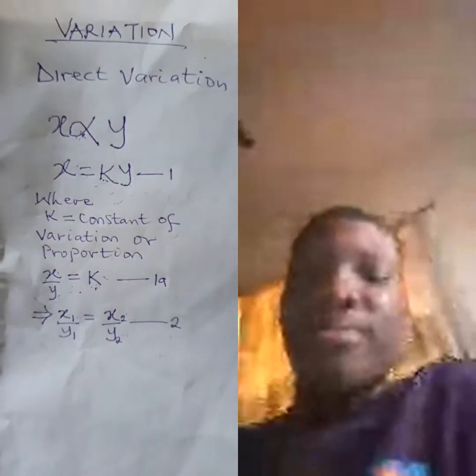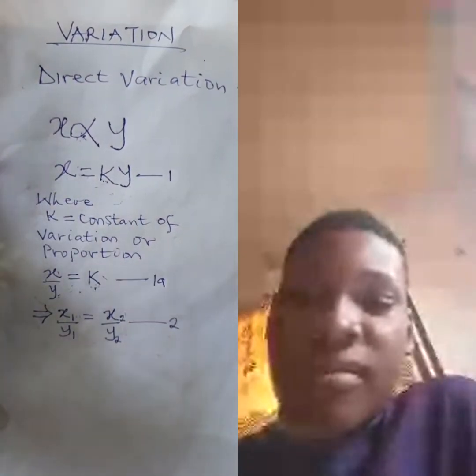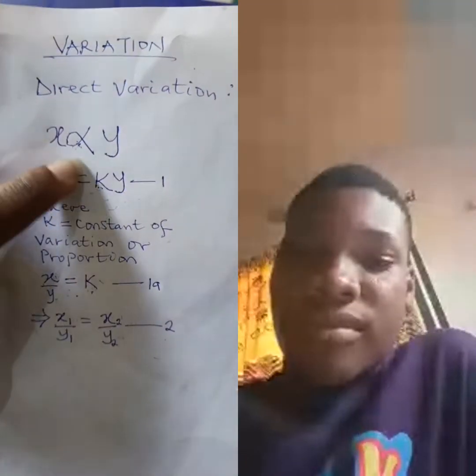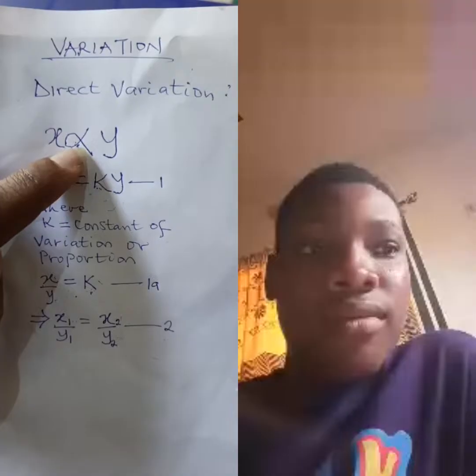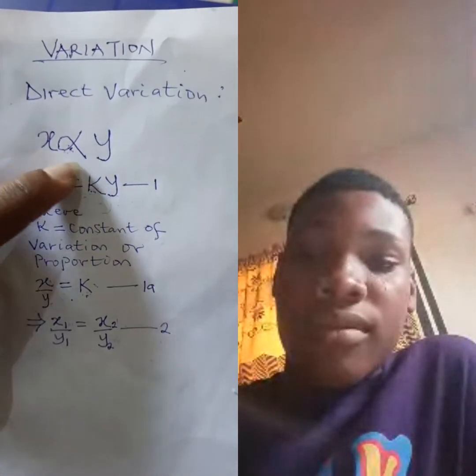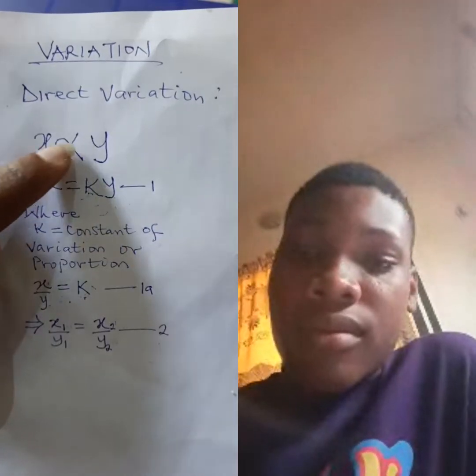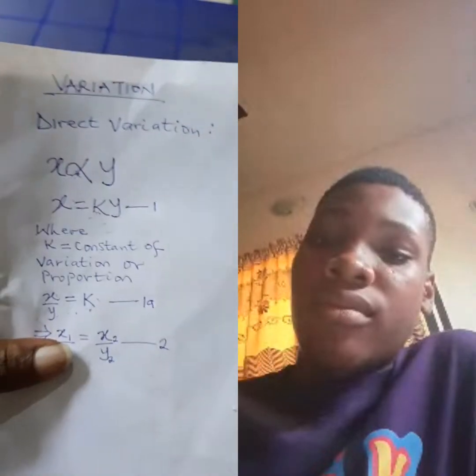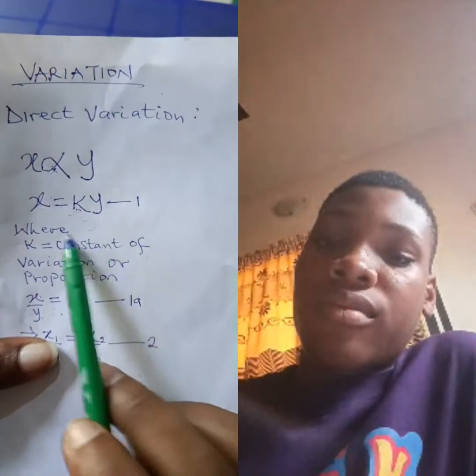With this, you have gotten a little idea of inverse variation as well. The only difference between direct variation and inverse variation is that in inverse variation, this will be x, then you put this sign of proportionality of variation, then this will be 1 over y. Are you getting me?